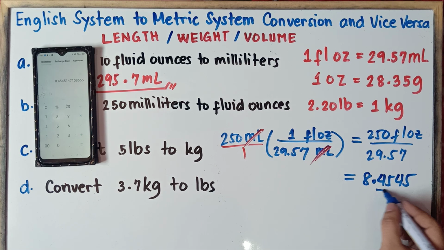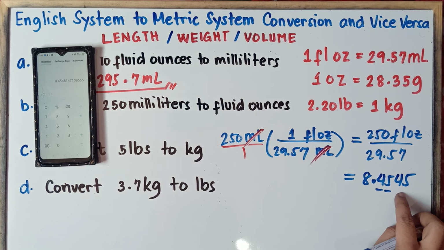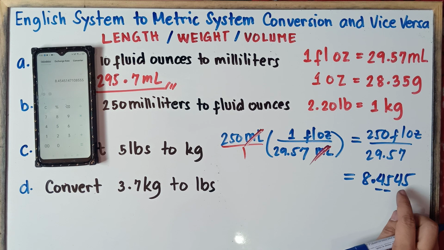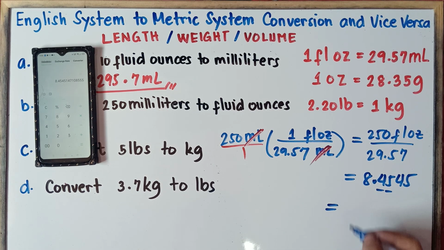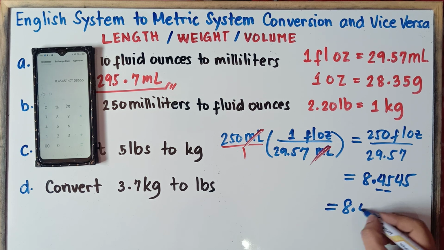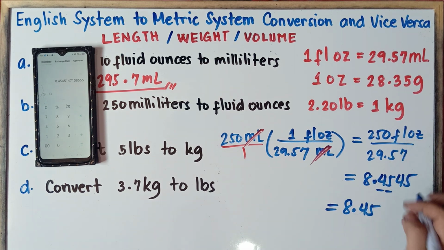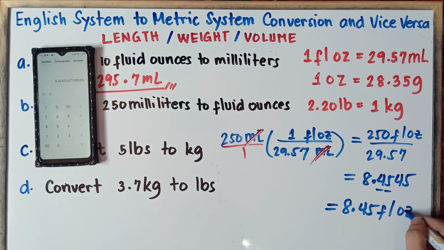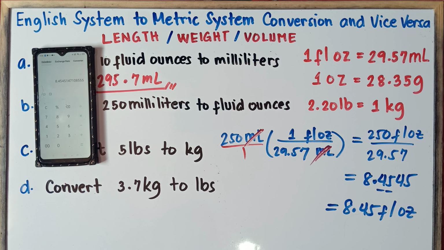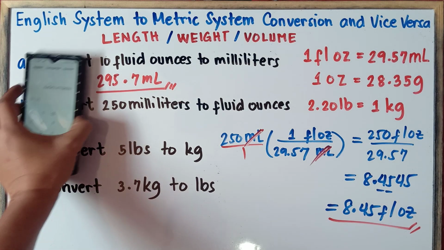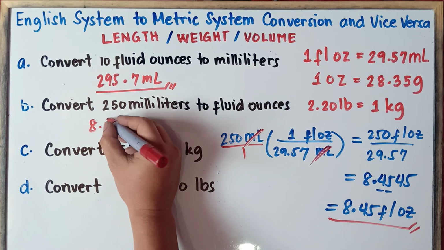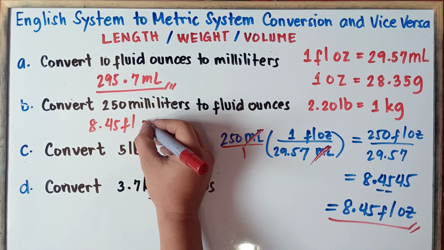That would be 4 and 5. Now after 5, that's 4. Therefore, we need to round down. Simply copy 5. Once again, class, after 5, that's 4. Simply round down. Simply copy 5. So the final answer will be 8.45. Do not forget the units, class. Fluid ounces. That's it, class. All set for letter B. So this will be the answer, 8.45 fluid ounces.